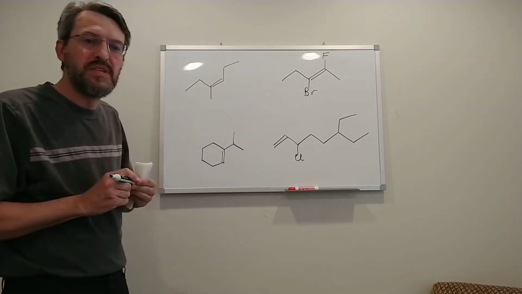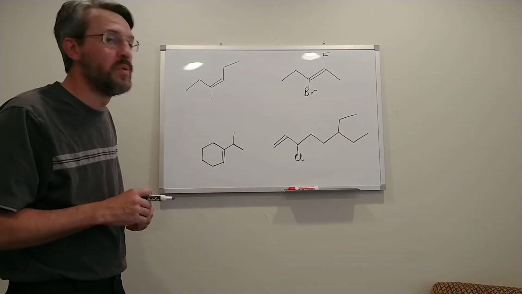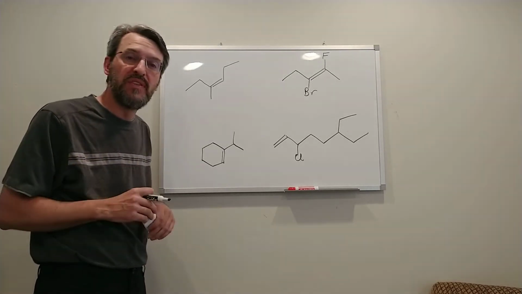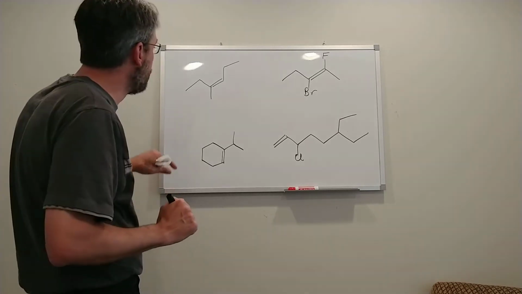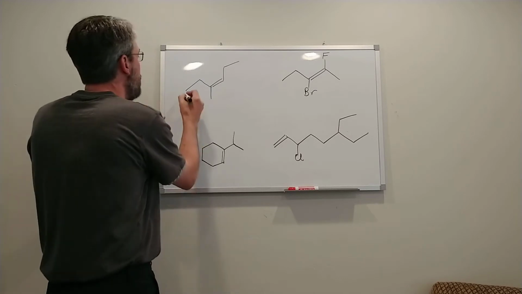Okay, hello everyone. So this is the solution video for the April 10th worksheet. And the first question deals with naming alkenes, particularly using the E and Z nomenclature system. So if we look at this one here, we have an alkene in the middle of the molecule.